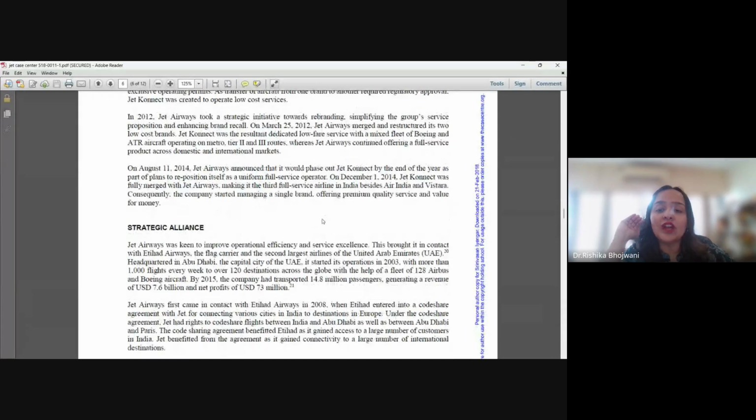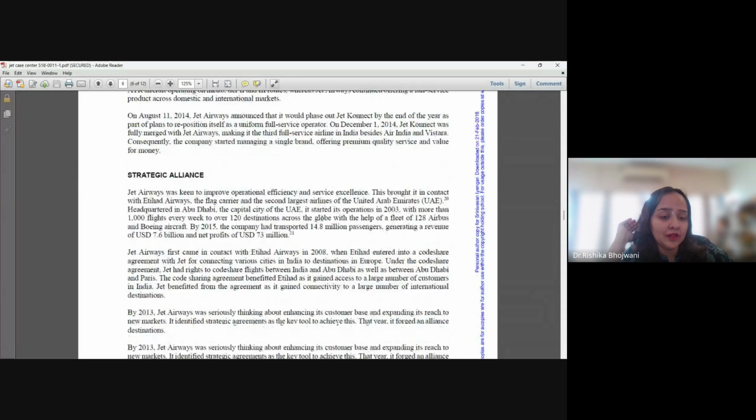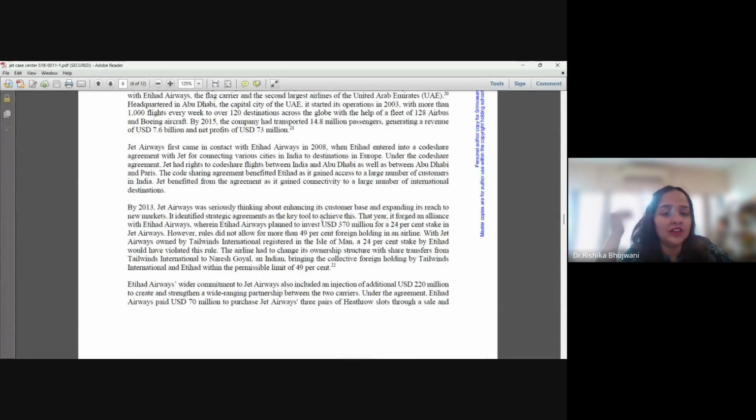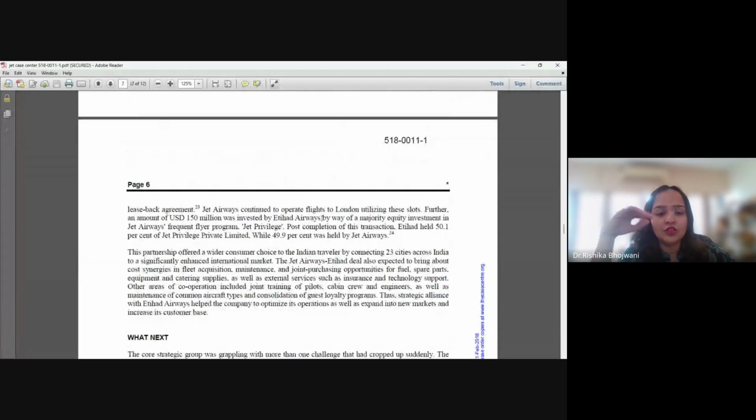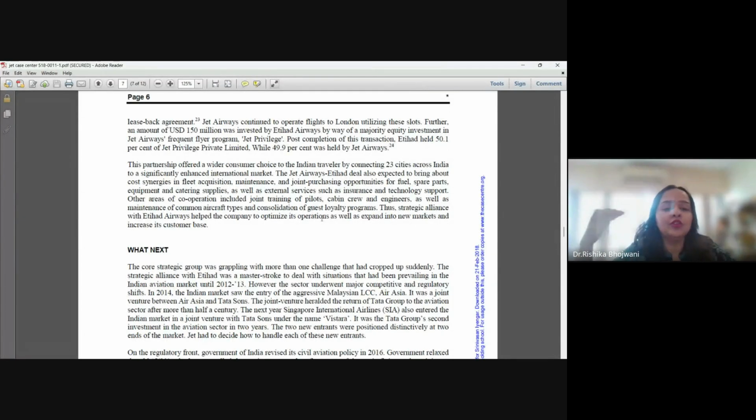Then come to the strategic alliance. How this alliance helped them. Were they really doing good or really in a mess? We will discuss this, just taking you through it. We don't have to get into the case now. We will be doing that in the later half of the session.